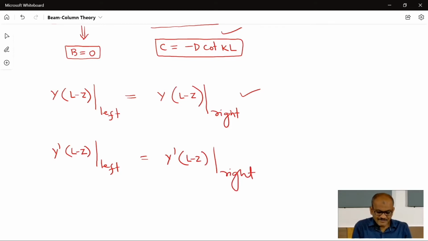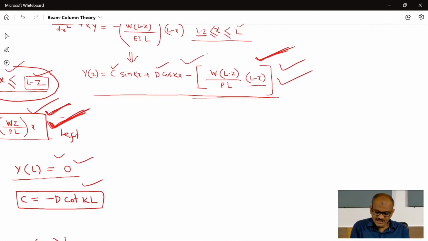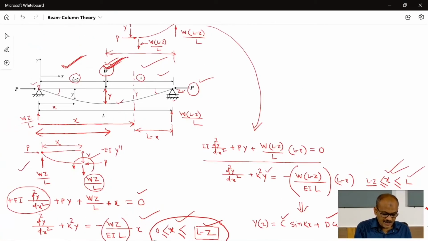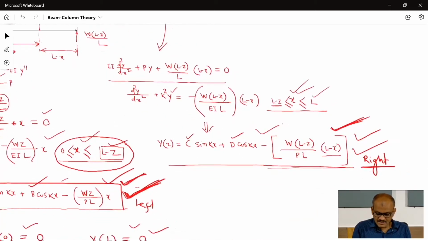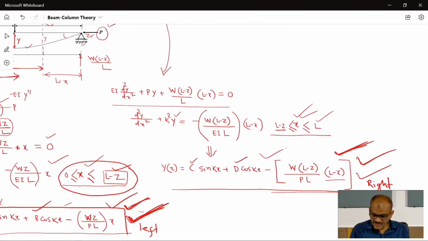So left and right, I have written: this equation is for the left part, and this equation is for the right part. Right part means right of the loading, W is the load applied, and the elastic curve for right of this loading is satisfied by this equation, because the equilibrium equation is derived accordingly. From the equilibrium equation only we got this equation.